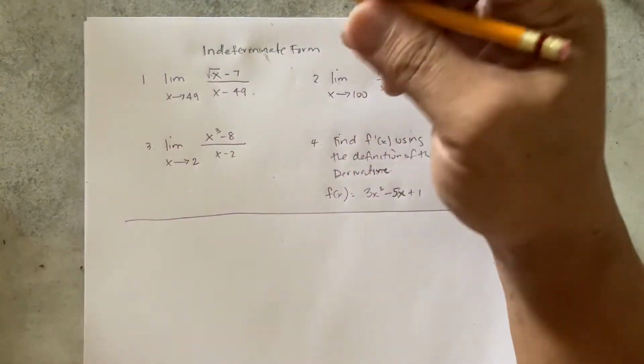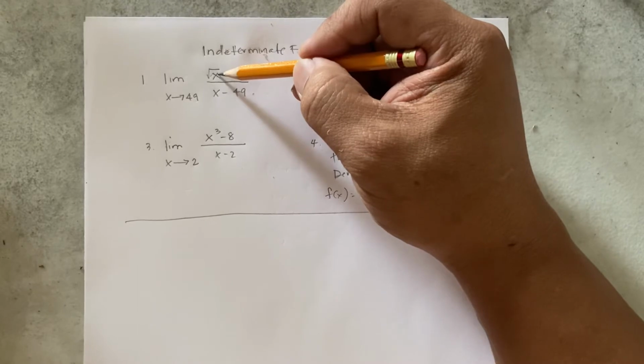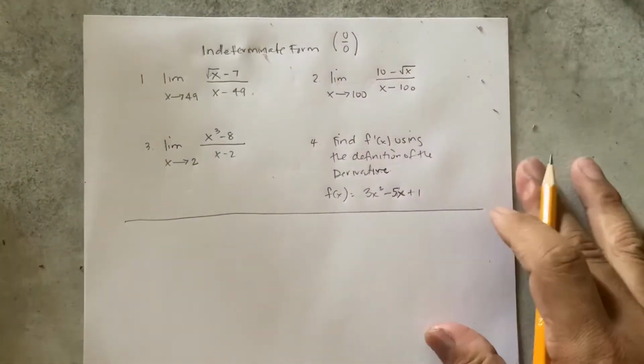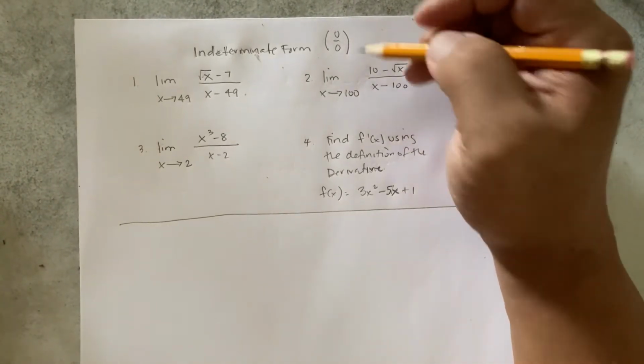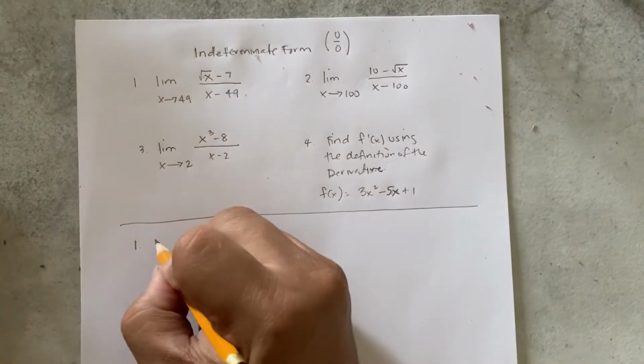Indeterminate form means that if you substitute the number in for x, you'll have 0 over 0, and that would mean it's indeterminate. So how do you get that limit? Let's look at number 1.